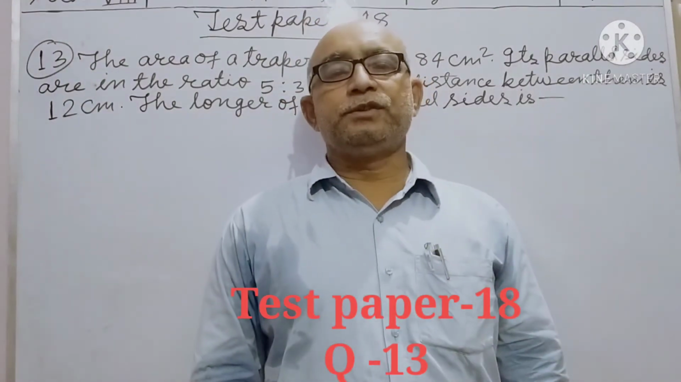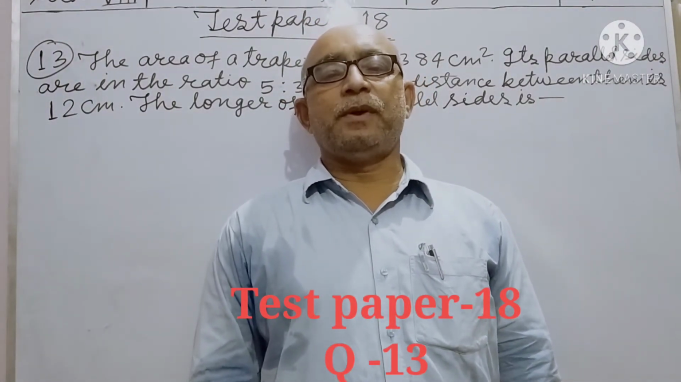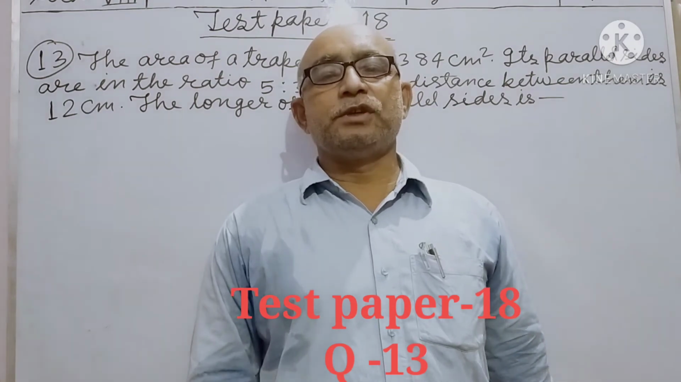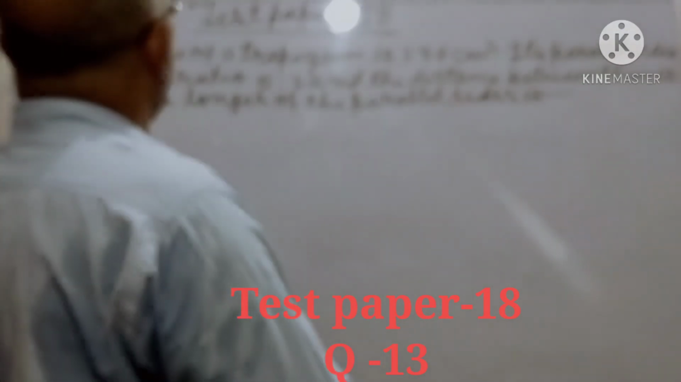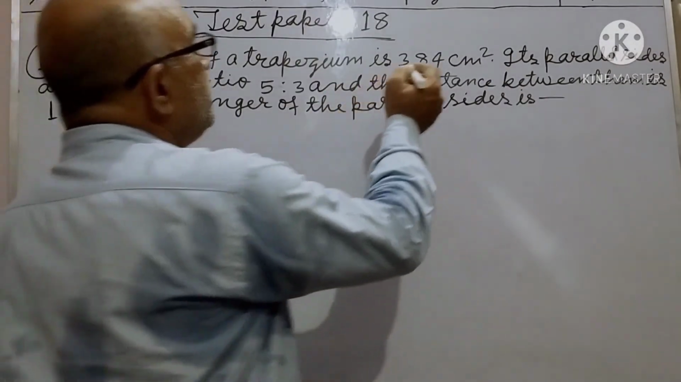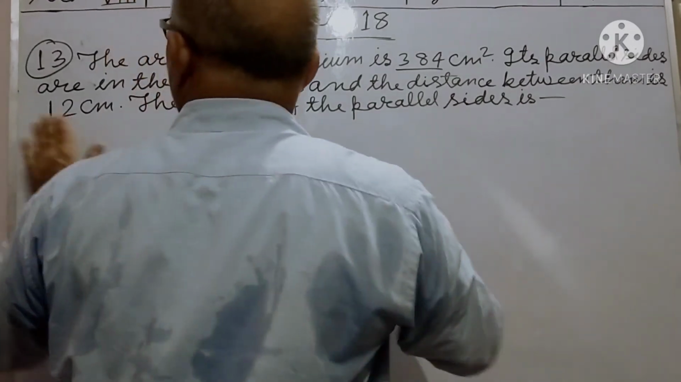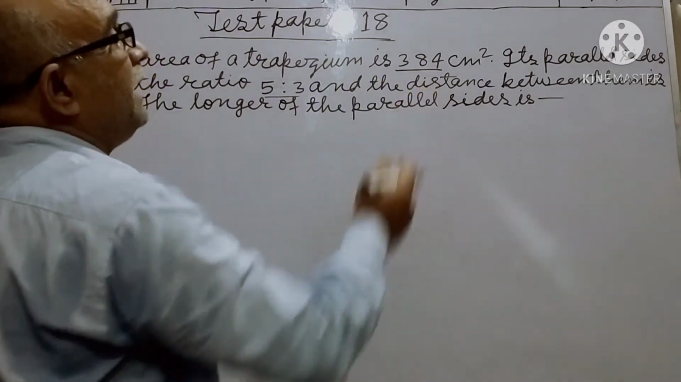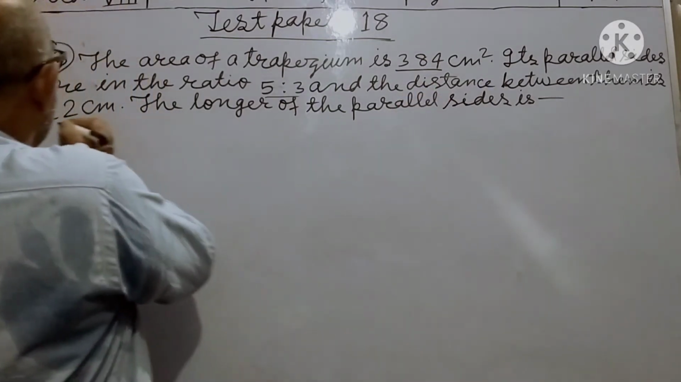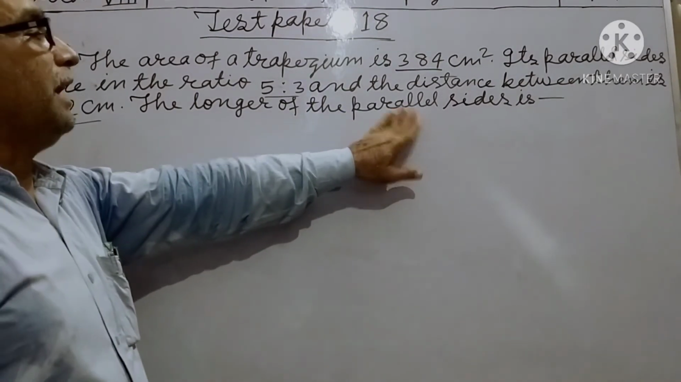Students, next question is question number 18 of test paper 18. It is last question today. In this question, the area of a trapezium is 384 cm square. Its parallel sides are in the ratio 5:3 and the distance between them is 12 cm. The longer of the parallel sides is.